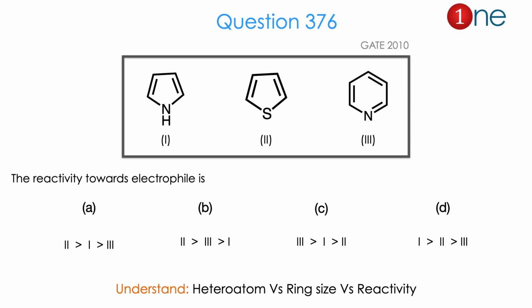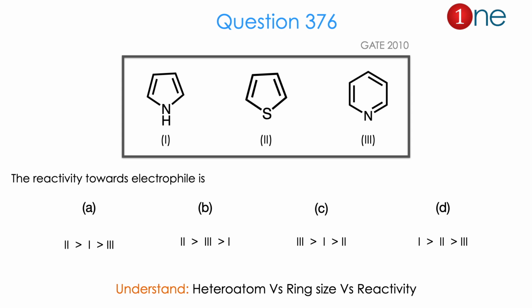Let us see the first question. They gave 3 different heterocycles. The first one is pyrrole, the second one is thiophene, the third one is pyridine. They are asking about reactivity towards electrophiles. So you have to find the electrophilicity among them: which one is higher, which one is lower, which one is in the middle.